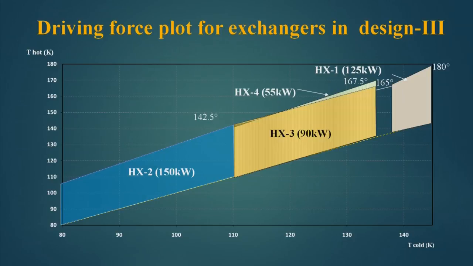So, what we find is that design 3 is in a position to utilize the driving force in the best manner in comparison to design 2 and design 1. Though it has got 4 heat exchangers, its area is 100 meter square only. That means the minimum area. So, if we compare these designs, design 2 has got 2 heat exchangers, design 1 has got 2 heat exchangers, design 3 has got 4 heat exchangers, but the area is less. So, there is a trade off.